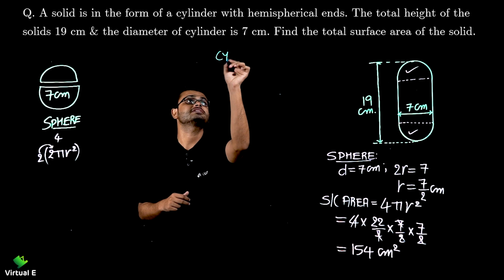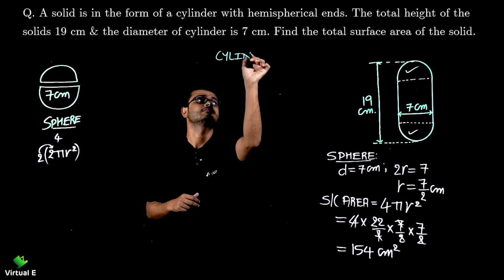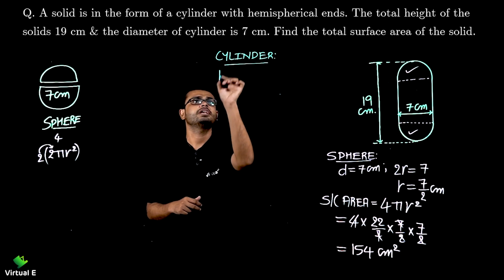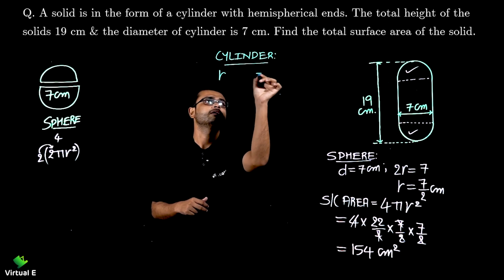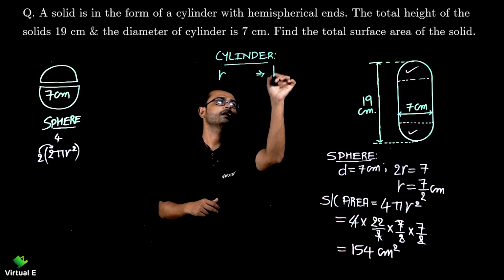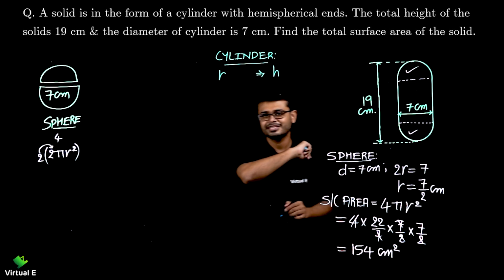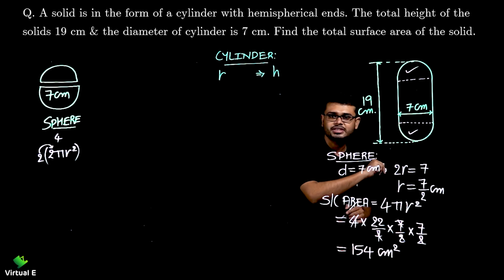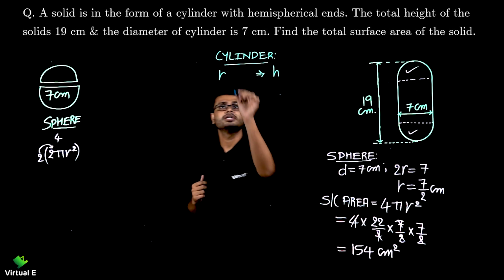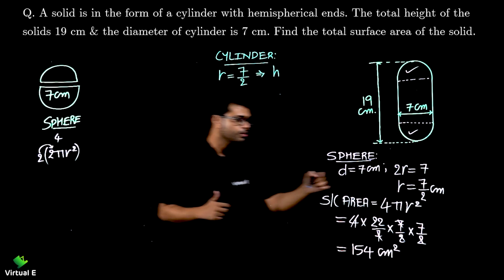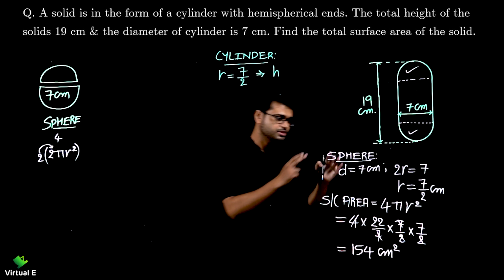So cylinder it is. For cylinder, to find the surface area, we need radius and we need height as well. So for the radius, I think it's already given, diameter is 7 centimeter. So we are going to use the same concept, right, which is 7 by 2. So we can directly write here 7 by 2. If you want to do this calculation, go ahead, it's still correct.